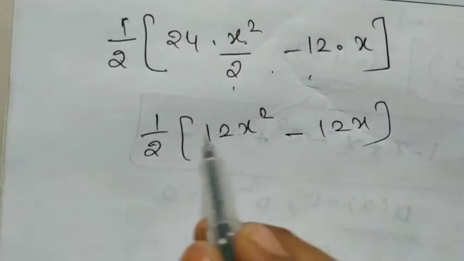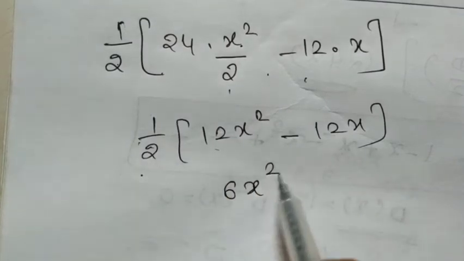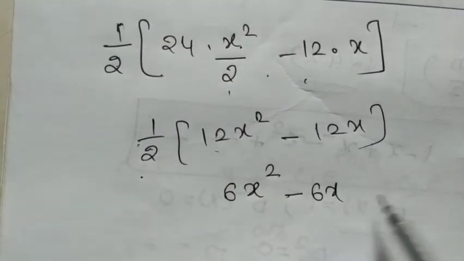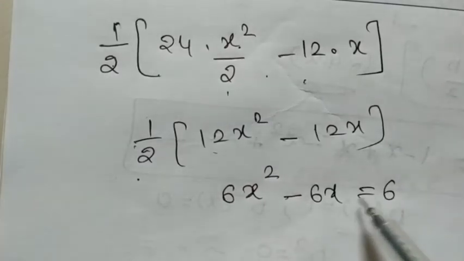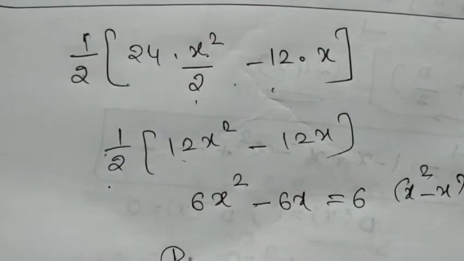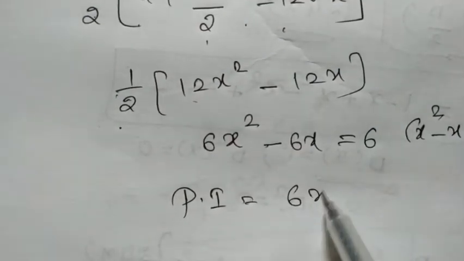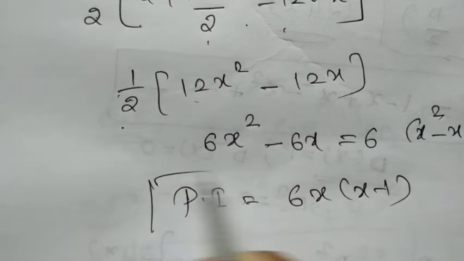So here 12 is common. So 12 by 2 is 6. So finally 6x square minus 6x. So again 6 is common. So 6 into x square minus x. So this is our particular integral. So that is equal to 6x into x minus 1.